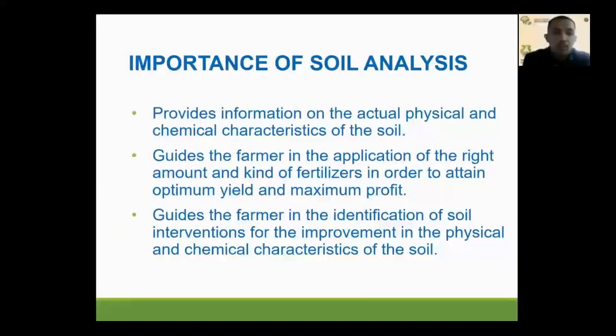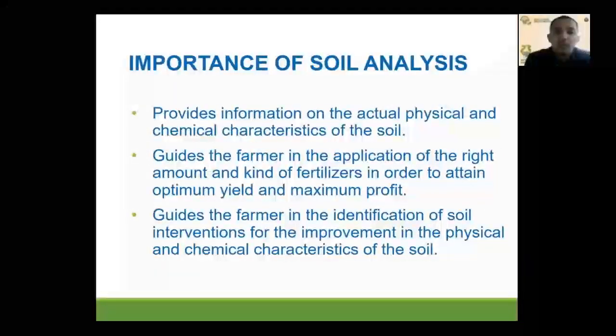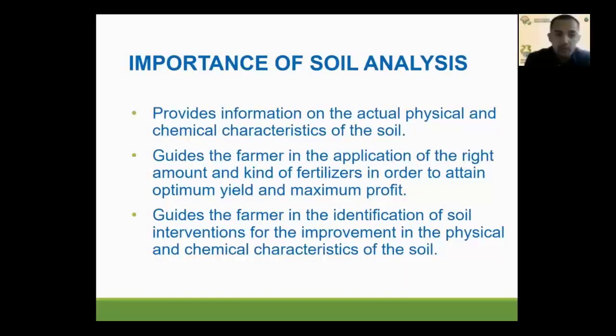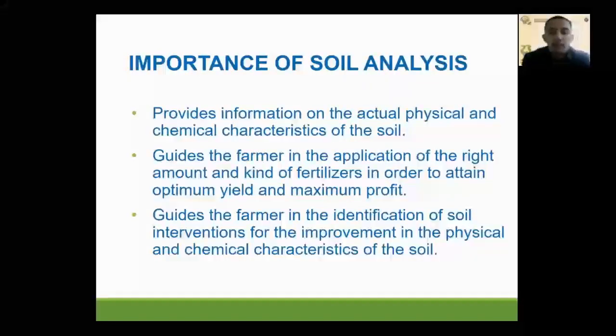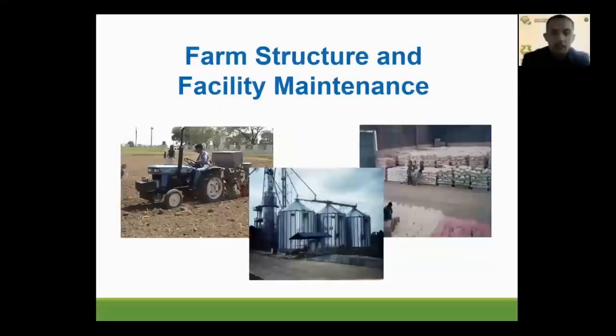So its importance: it provides information on the actual physical and chemical characteristics of the soil and guides the farmers in the application of the right amount and kind of fertilizers in order to attain optimum yield. It guides the farmer in the identification of soil interventions for the improvement in the physical and chemical characteristics of the soil. And the next component of the Code of GAP for corn is the farm structure and facility maintenance.